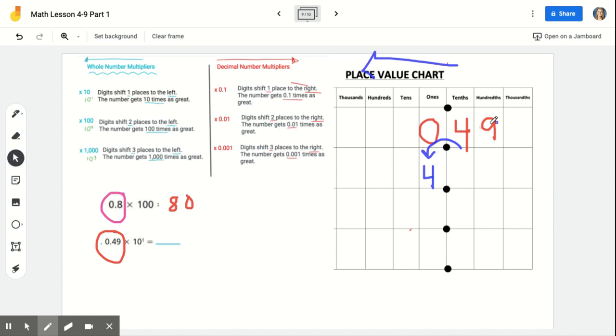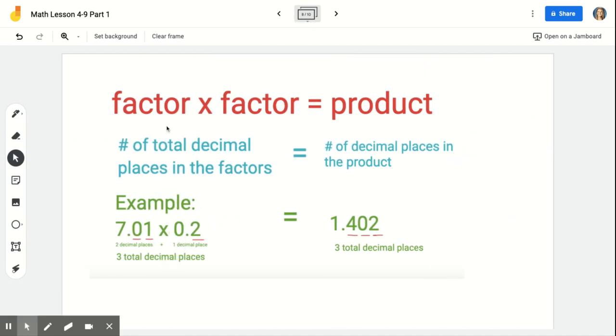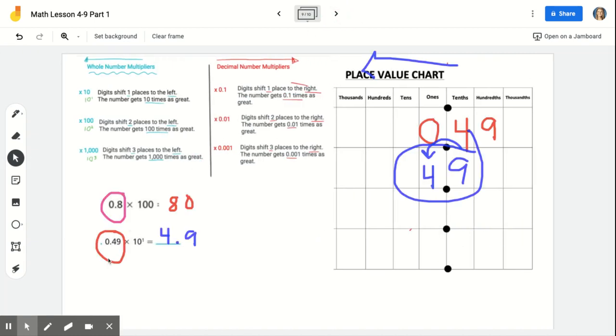The 9 is going to move from the hundredths to what place value if I shift it 1 to the left? To the tenths. And now we have our answer here of 4 9/10. And we can add that into our whiteboard. 4 9/10, 4.9. And again, there is another way of solving this. We can use this rule of ignoring the decimals and then adding the decimal places in after we multiplied as if they're whole numbers. So let's try that.